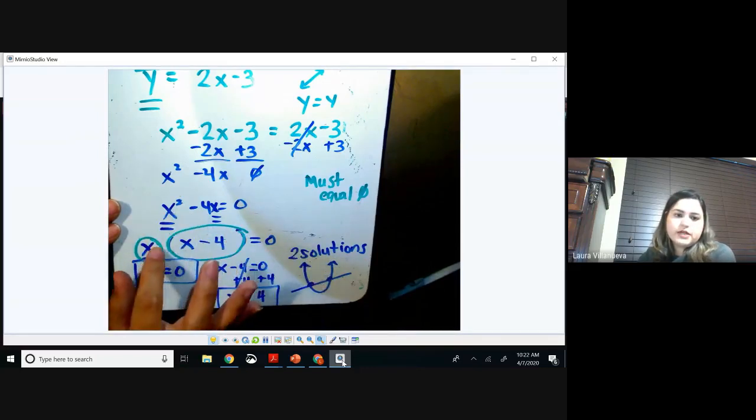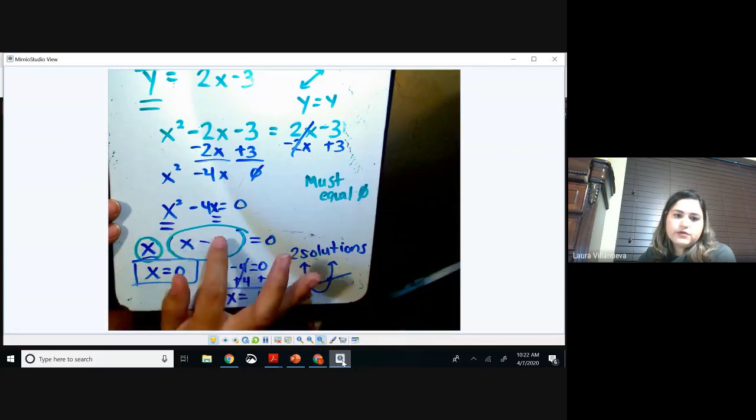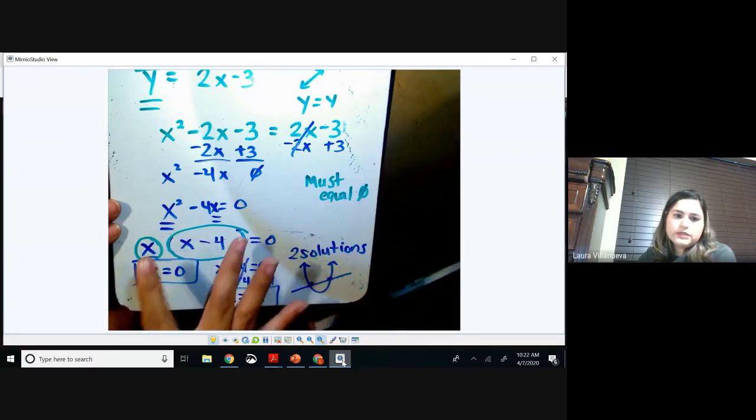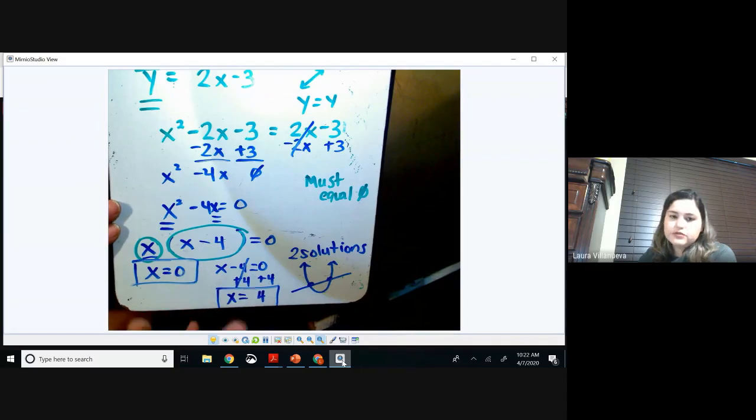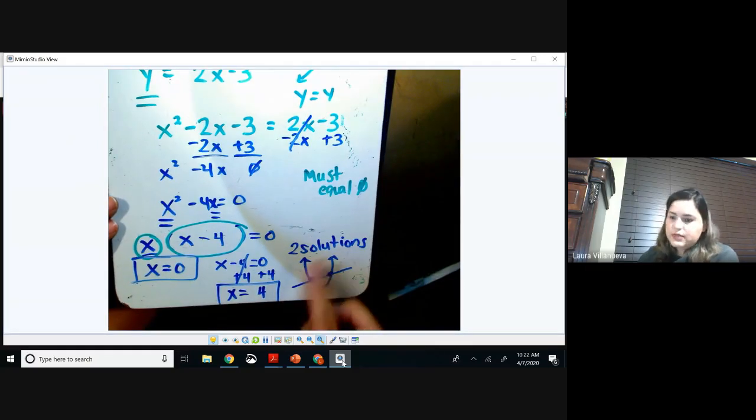Right here, we factored out an x. So then you have x minus 4 inside. You equal both of them to 0. So then you have two solutions. So that means your graph is going to look something like this.